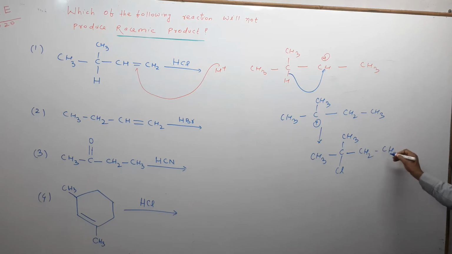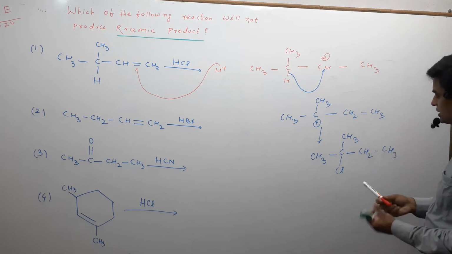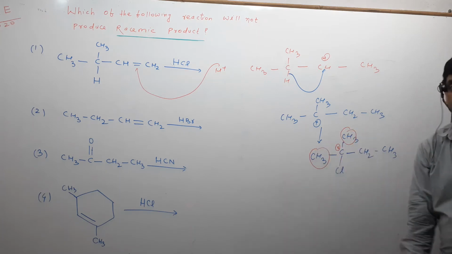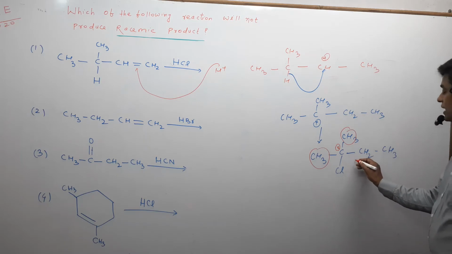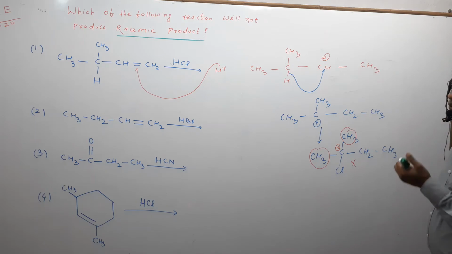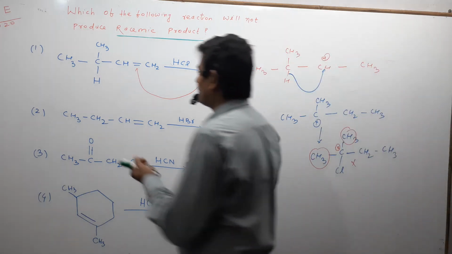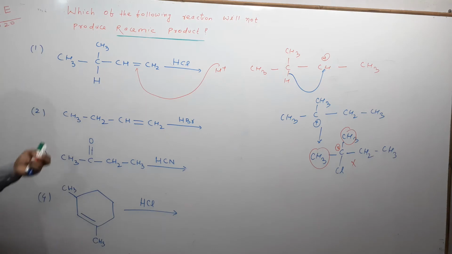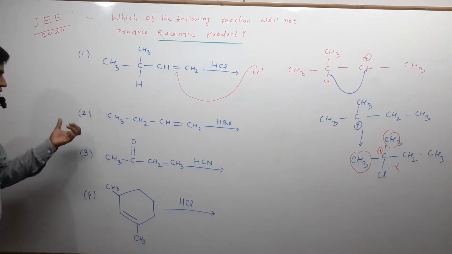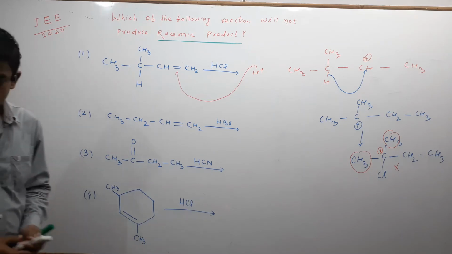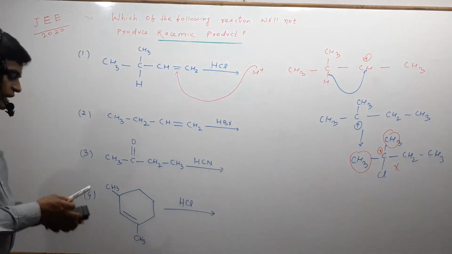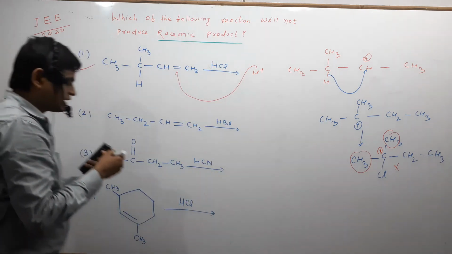Now let us see, with this carbon, this CH3 and this CH3 are both the same. So this is not a chiral carbon, which means it will not form a racemic product. So this is accidental, in the first chance we get the answer. But let us see the rest of the three options, what happens in all these three options. So our answer will be 1, but let us see the rest of the 3.